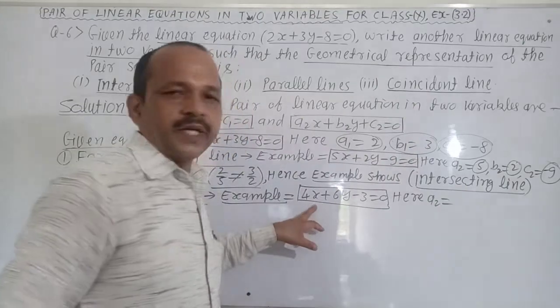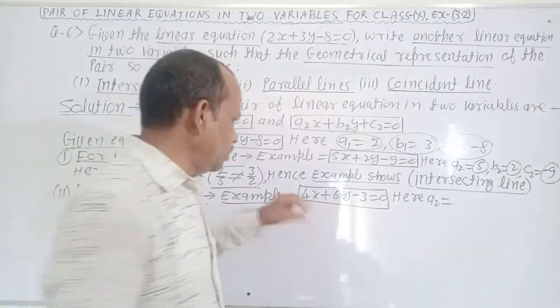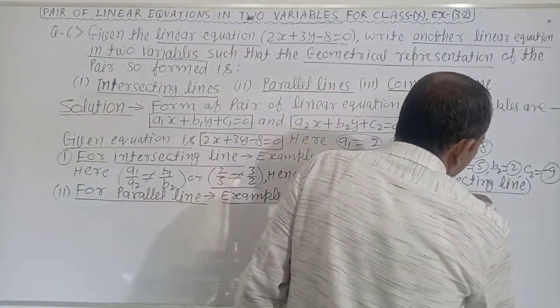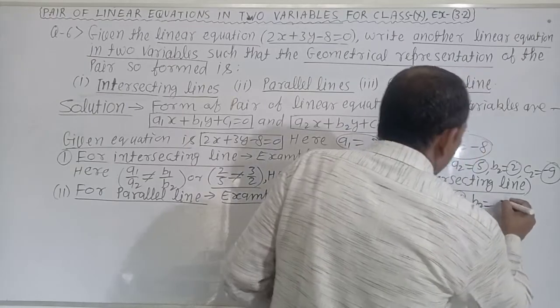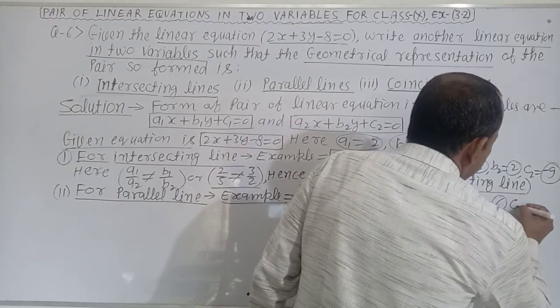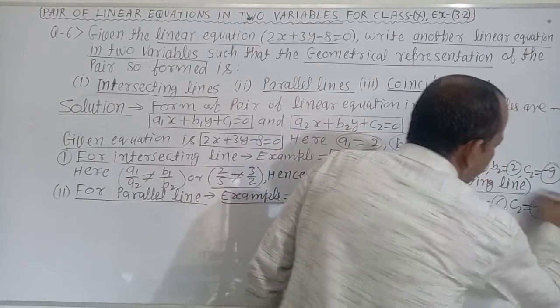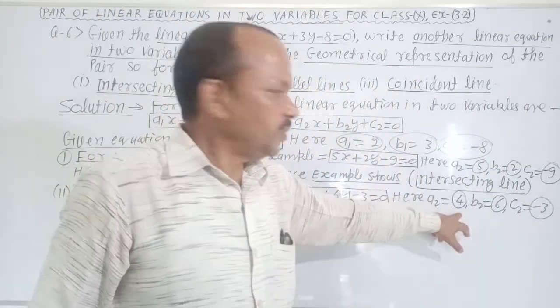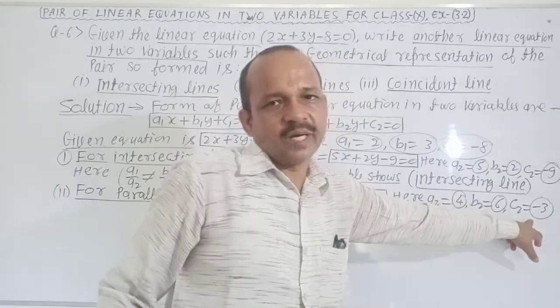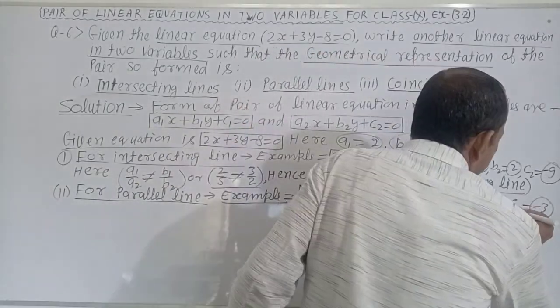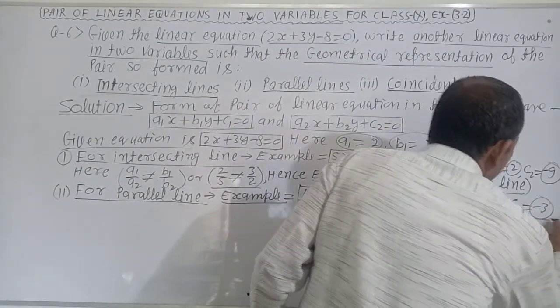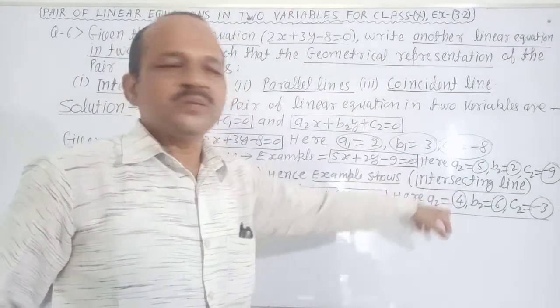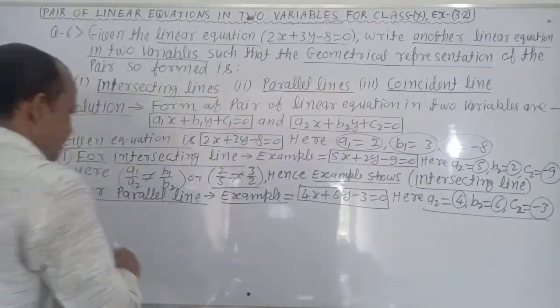Here A2, B2, C2. A2 equal to 4, B2 equal to 6, C2 equal to minus 3. A2 4, B2 6, C2 minus 3. It is clear? No confusion about it? Very good.